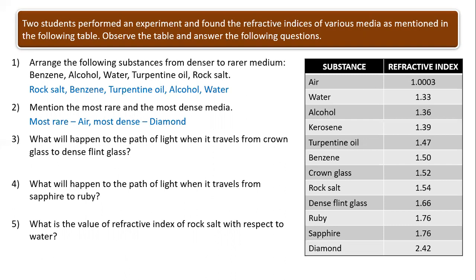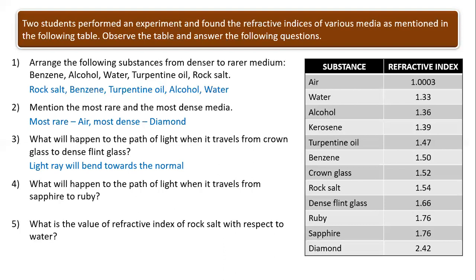Third question. What will happen to the path of light when it travels from ground glass to dense flint glass? Now children, look at that table. The refractive index of ground glass, you can see it, 1.52. And the refractive index of dense flint glass is 1.66. That means when light travels from ground glass to dense flint glass, it actually travels from a rarer medium to a denser medium. And because the light is traveling from a rarer medium to a denser medium, the light ray will bend towards the normal.